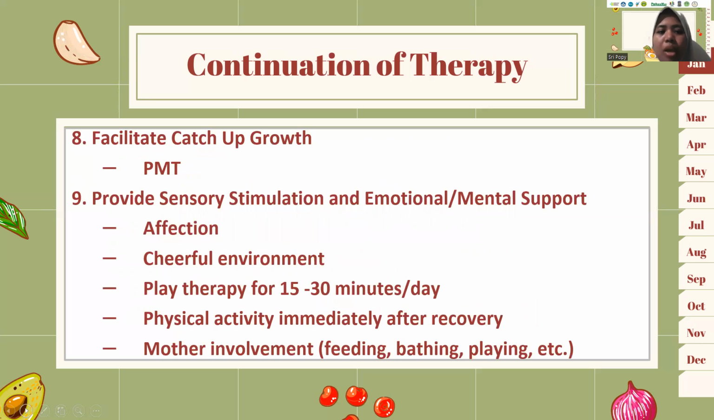Okay, next. Facilitate catch-up growth, provide sensory stimulation and emotional or mental support, affection, caring environment, play therapy for 15 until 30 minutes a day, physical activity immediately after recovery, mother involvement, feeding, bathing, playing.